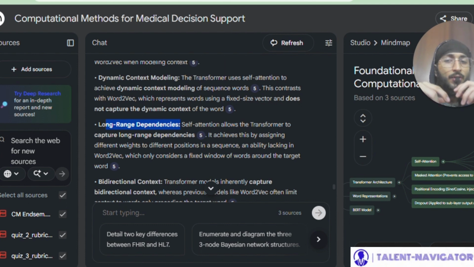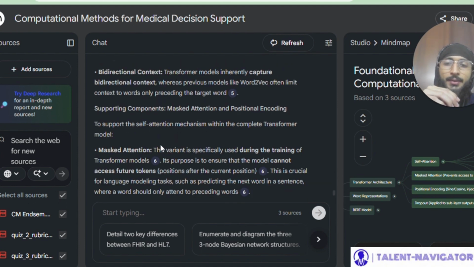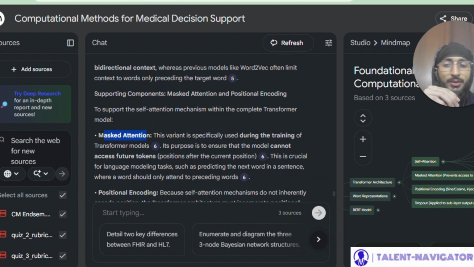Then long range dependencies. Self-attention also allows the transformer to capture longer range dependencies. It achieves this by assigning different weights to different positions in a sequence, an ability lacking in Word2Vec, which only considers a fixed window of words around the target word. Also, bidirectional context. They inherently capture bidirectional context, whereas previous models like Word2Vec often limit context to words only preceding the target word.